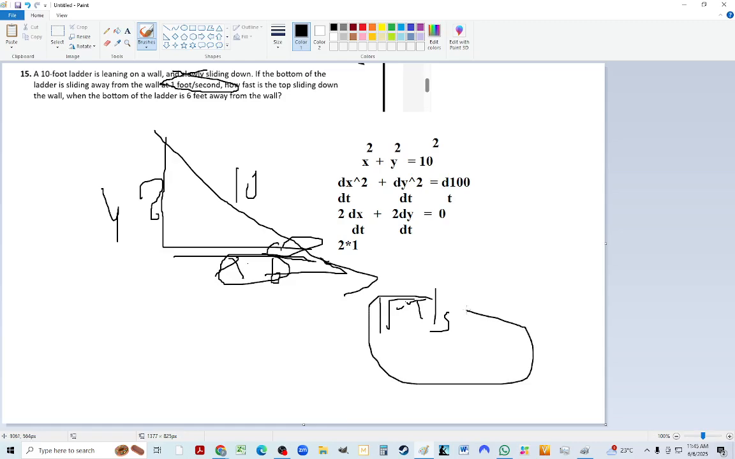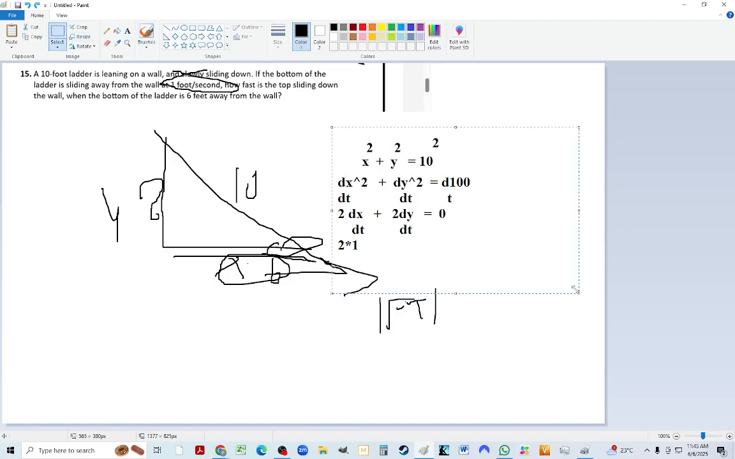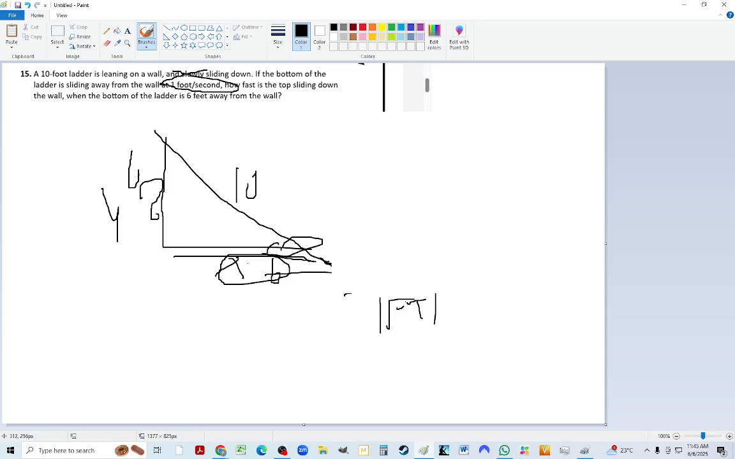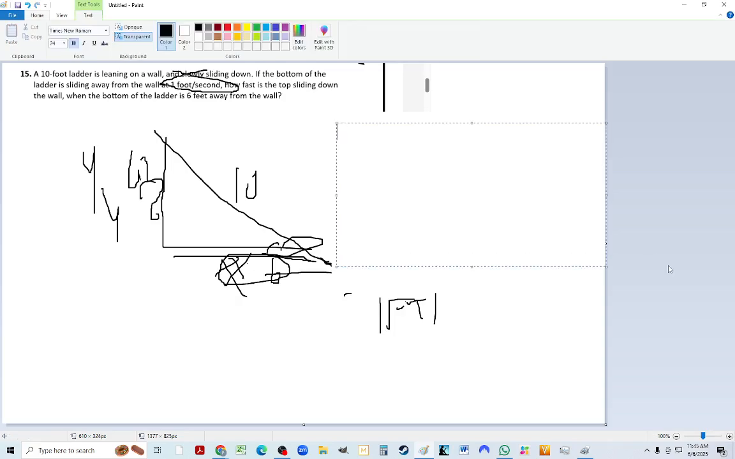So that is a rate of change. Then when you look at this ladder, you realize that a squared plus b squared is equal to c squared. In this case, I'm going to use y and x just because they're left and right and up and down. So you get x squared plus y squared is equal to 10 squared, or 100.